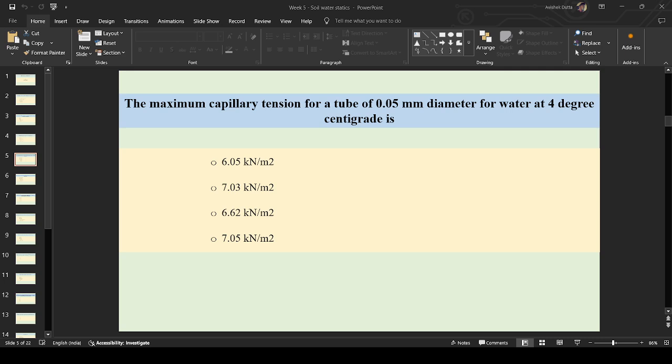I just got disconnected. So I think you have seen this question, right? This one was the last question. What is gamma W? In this case, I think you can take gamma W as 9.81. Take 9.81 over here. Okay.